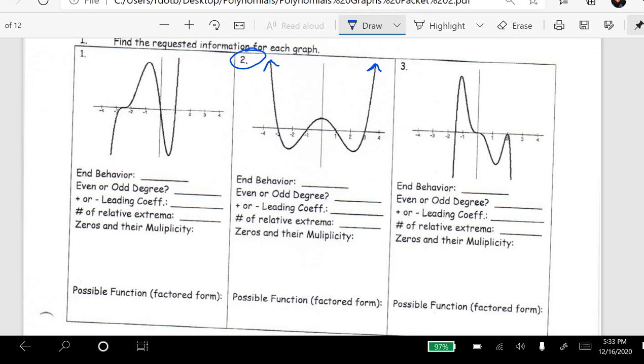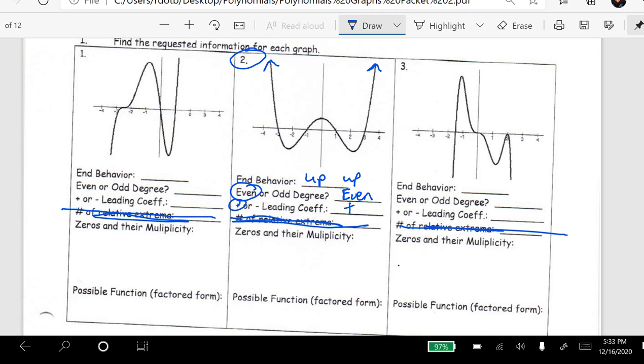So from this graph, the end behavior is up, up. Is it even or odd degree? We should know it's even. You know it's even from that table. If the end behavior is in the same direction, it's always even. The leading coefficient is going to be positive, and we know that because it's up, up. Whenever it's up, up, that's when the leading coefficient is positive. We're not going to be talking about any relative maxes and mins at this time.